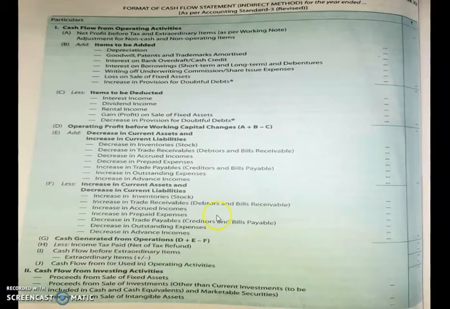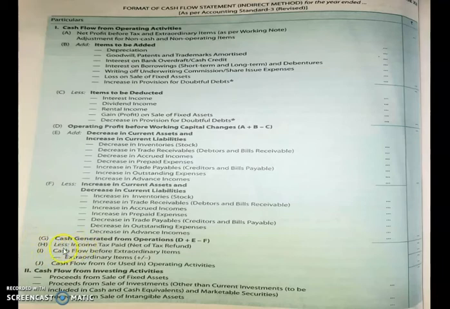So children, after adding and subtracting these items, what you will get is cash generated from operating activity. Okay, so once you get this item, what next? It's the next step of our calculation of cash flow from operating activity.